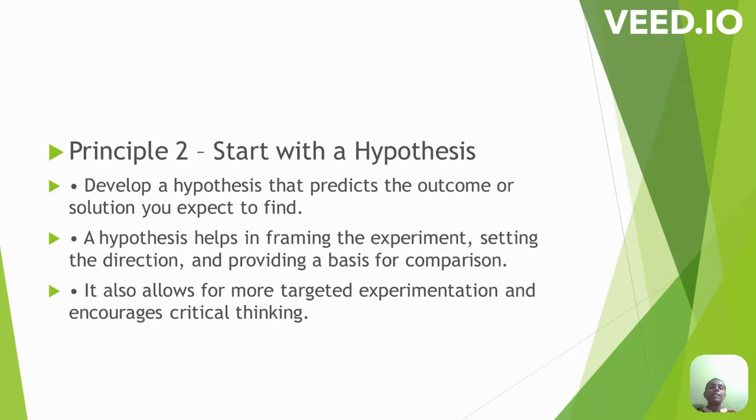Next, we will move to principle 2. Start with a hypothesis. Develop a hypothesis that predicts the outcomes or solution you expect to find. A hypothesis helps in framing the experiment, setting the direction, and providing a basis for comparison. It also allows for more targeted experimentation and encourages critical thinking.